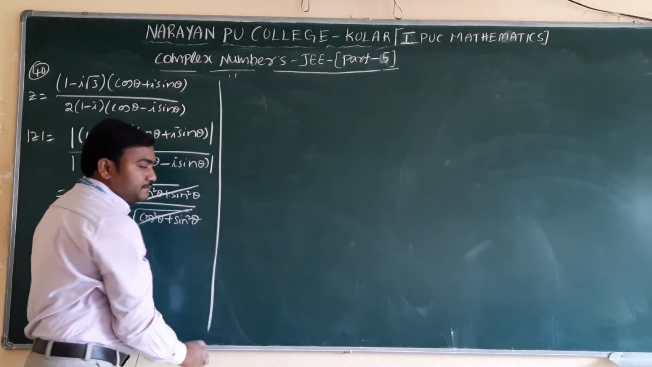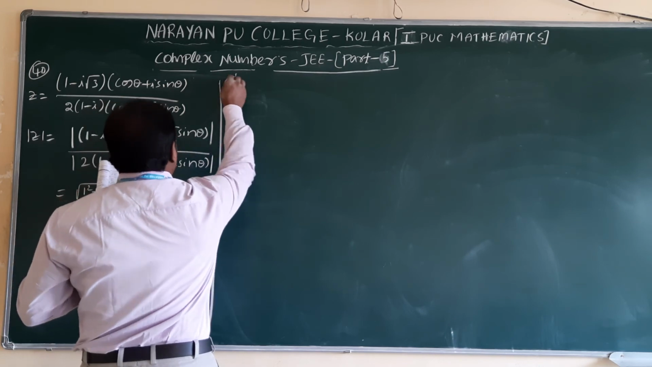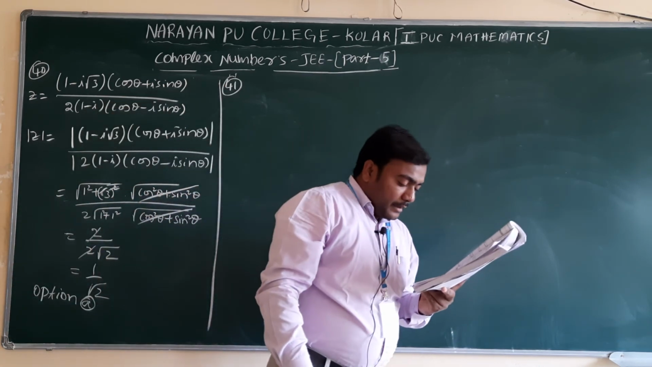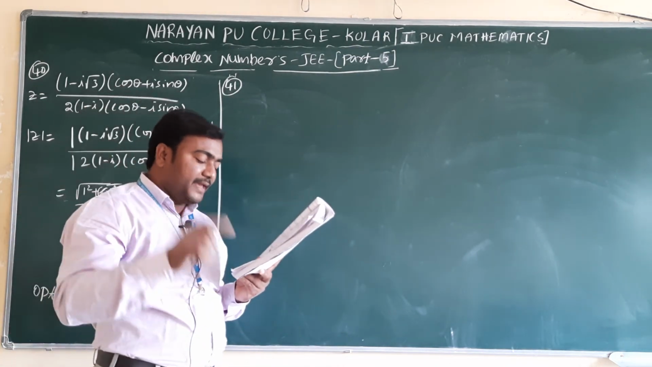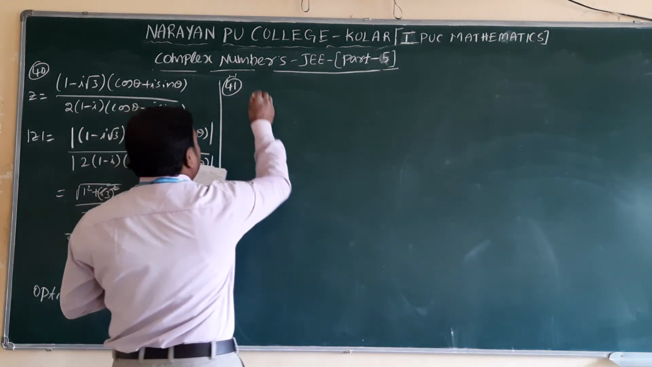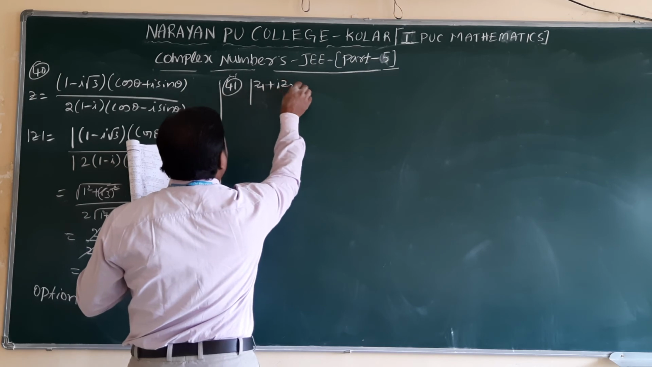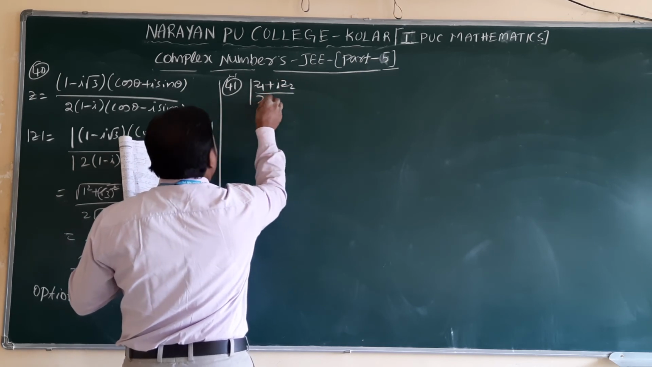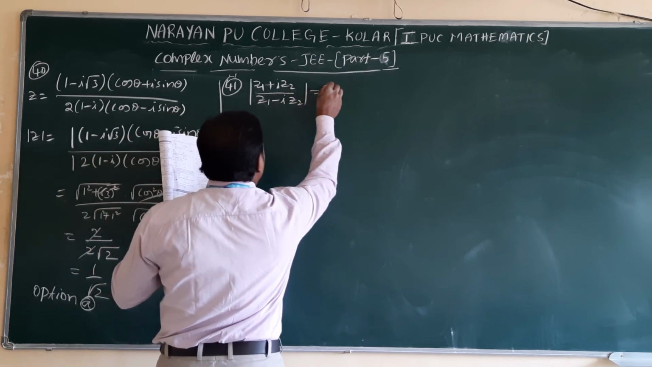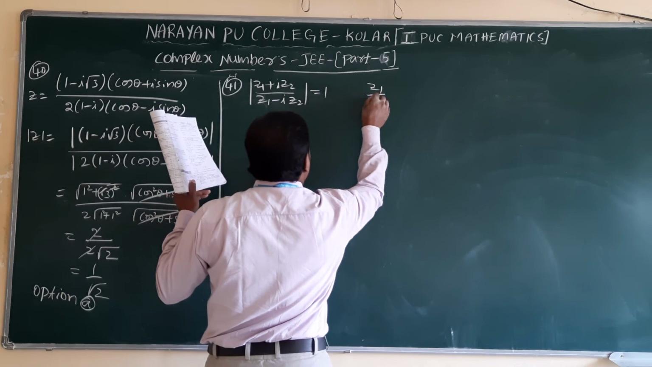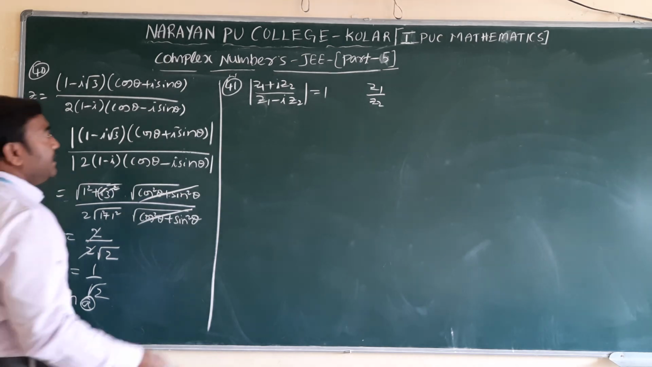Next question, question number 41. If Z1 and Z2 are two complex numbers satisfying the equation modulus of (Z1 plus iZ2) divided by (Z1 minus iZ2) is equal to 1, then Z1 by Z2 is? Here we have the solution.